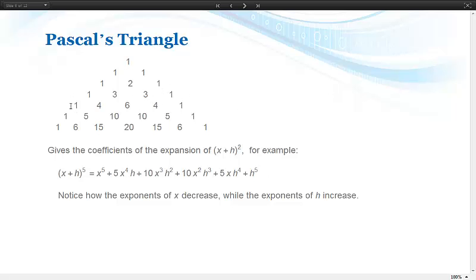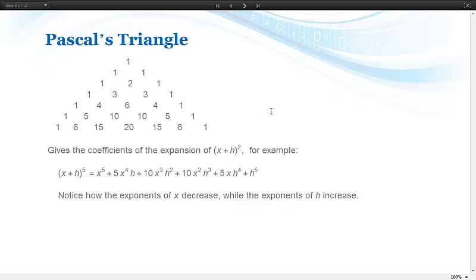In the fourth row, I start with a 1. 1 plus 3 gives me 4. 3 plus 3 gives me 6. 3 plus 1 gives me 4. And I end with a 1. And you can see the pattern repeats. Each term that's in between two terms above is the sum of those. So 1 and 4 is 5. Down here, 10 and 10 is 20. And I could keep going.